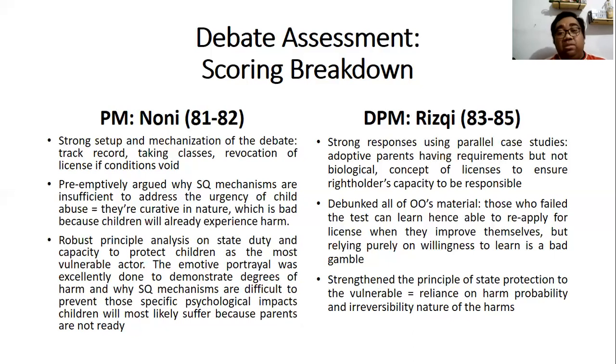Finally, the Deputy Prime Minister strengthened the principle of the state protection to the vulnerable, talking about the reliance on harm probability and the irreversibility nature of the harms. Now, this is a really good example of a speech that didn't really have much positive or constructive argument in terms of material. It consisted a lot in terms of responses, but those responses were very spot on. And we highly value these responses as a contribution provided by the Deputy Prime Minister. So Prime Minister 81 to 82, Deputy Prime Minister 83 until 85.